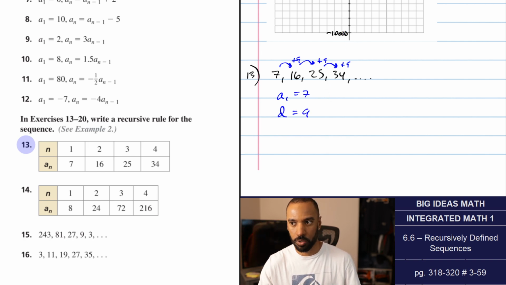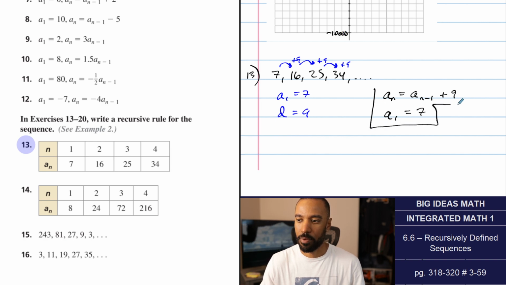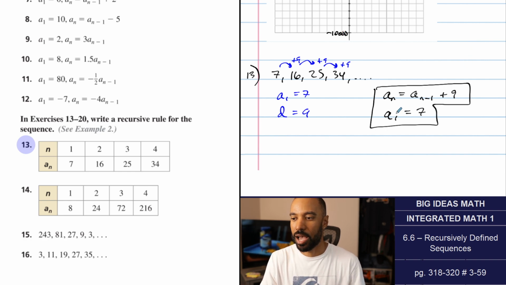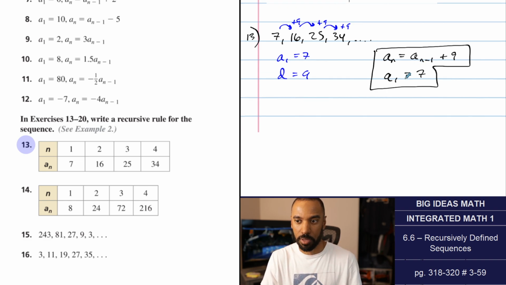We are doing recursive rules. Now, the recursive rule will include writing out the first term, but to find the value of some next term, you take the term before it and you add 9 to it, noting that the first term is 7. Again, I write the first term on the bottom. I just do. But you have to note what the first term is, or some term. I would do the first, and then state what you're doing from thereafter.